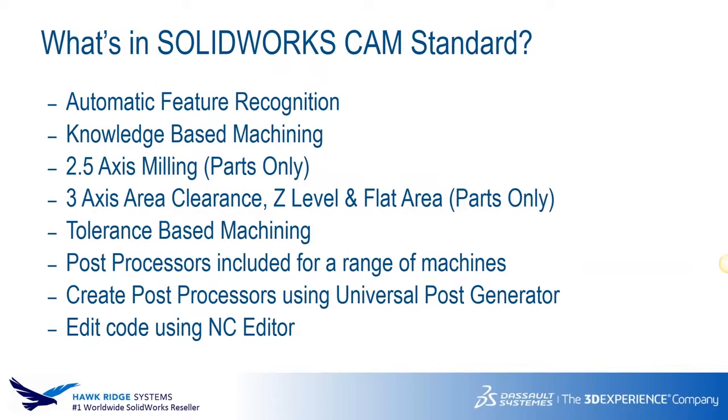Now, SOLIDWORKS CAM Standard is 2.5 axis milling. It has some 3-axis operations in it for area clearance, Z-level, and flat areas, but they're limited to parts only, so you're not able to produce assemblies and things like that. If you have equipment like routers, lasers, plasmas, water jets, that kind of equipment, and you do nesting, that's when you would have to go to the assembly level, really.